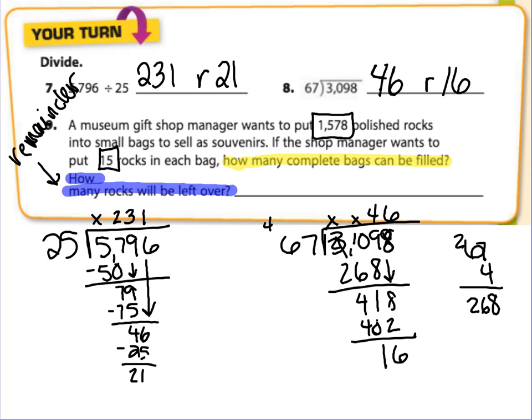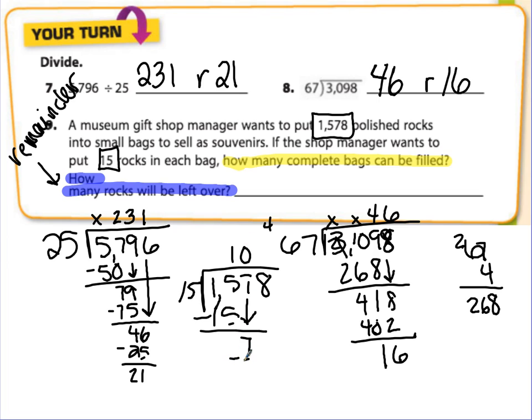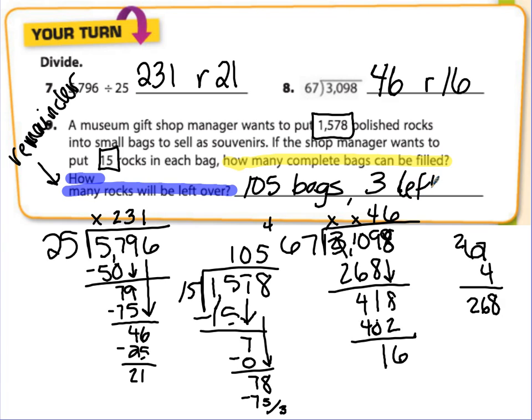So in this case, I'm taking the 1,578. I'm dividing it by 15. 15 goes into 15 once. I get 0 and I bring down the 7. It goes into 7 0 times. Minus 0, I get 7. I bring down the 8 and it can go into 78 5 times. 5 times 15 is 75. And I'm left with 3. So he can pack 105 bags and 3 are left over.